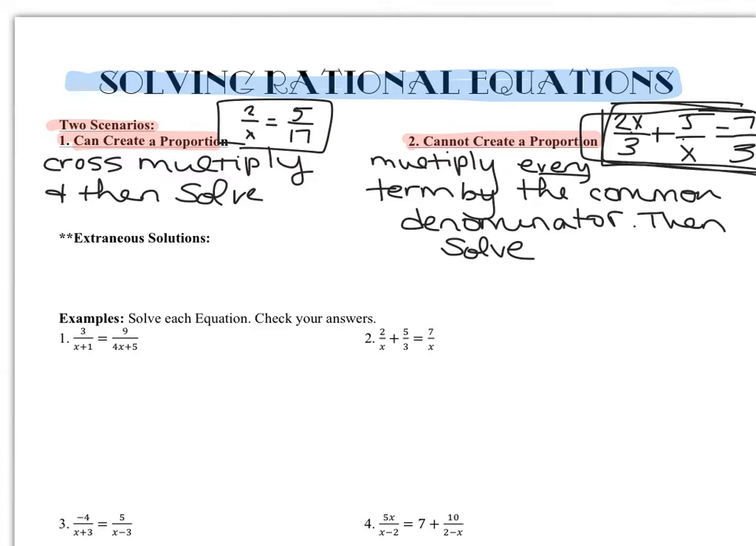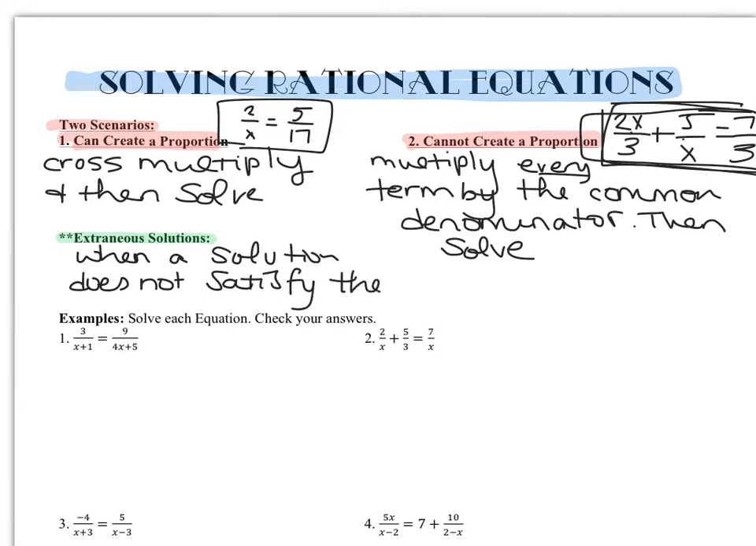We now have to talk about what it is to be an extraneous solution. We've seen this word before. An extraneous solution is when a solution does not satisfy the original equation. So how I check for extraneous solutions is I just have to check my answers.